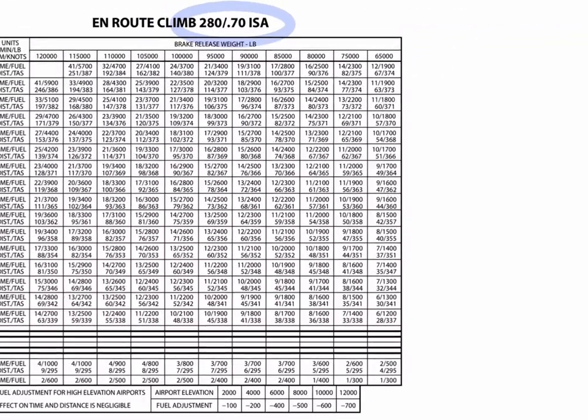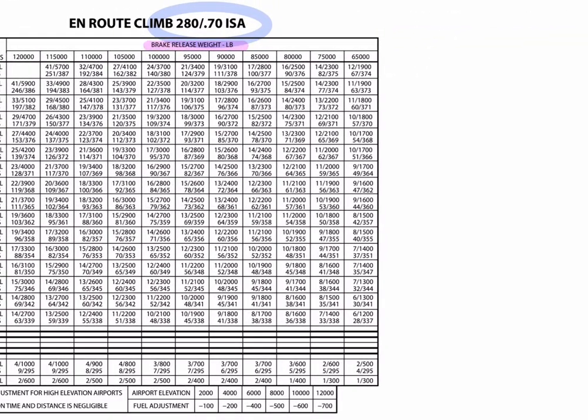Looking at figure 57, we can see that we need a brake release weight and a pressure altitude. Our operating conditions say that our brake release weight is 95,000, so we're going to be using this column. And our pressure altitude is 27,000 feet, so we're going to be using this row. We're just going to bring those together until we find the box where they meet up. So we're going to be using this box here.